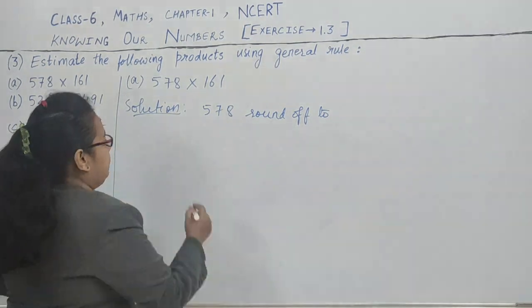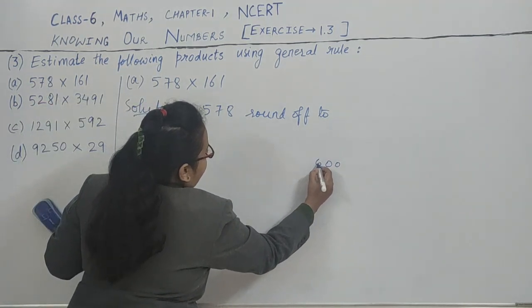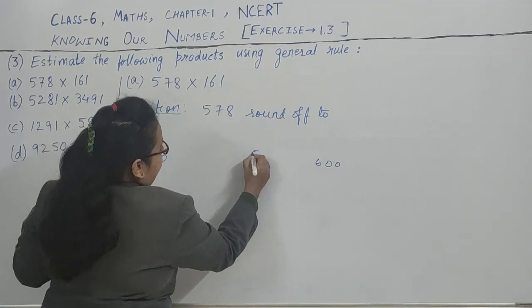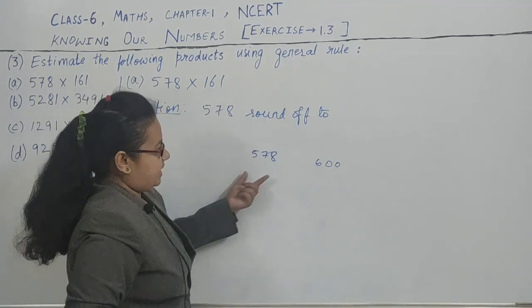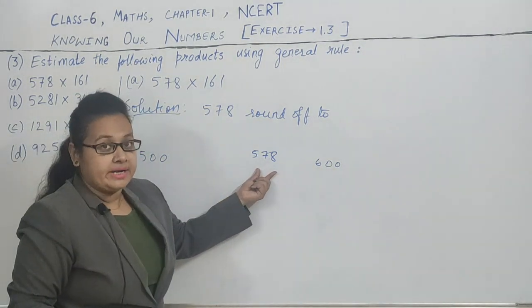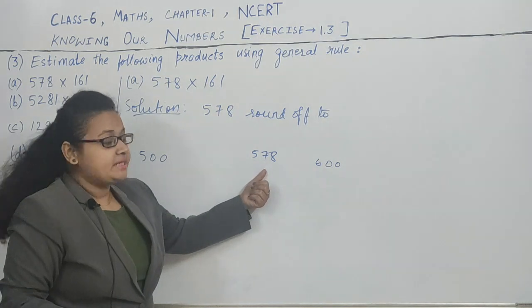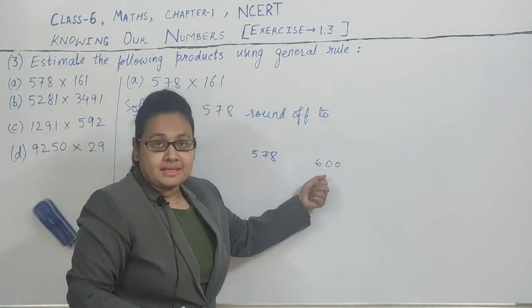It lies between 500 and 600. Okay, this number 578 is closer to 600. We have to round off this number to the nearest hundreds. Which is the nearest hundreds for this number? The nearest hundreds are 500 and 600.